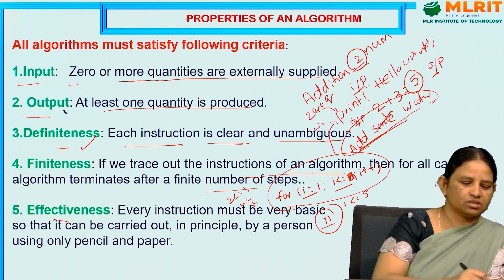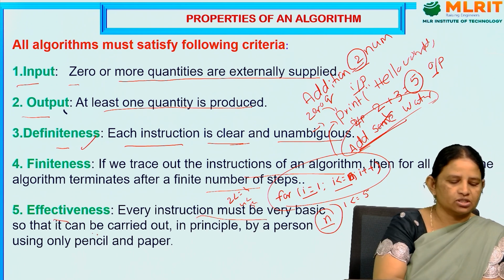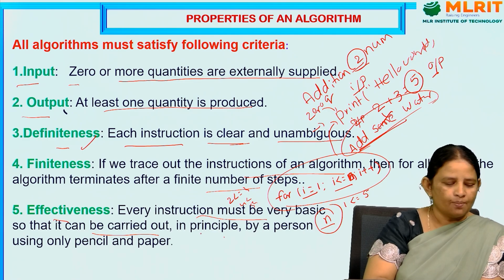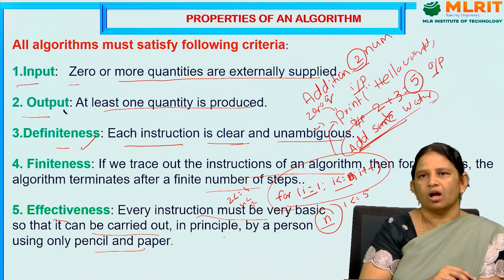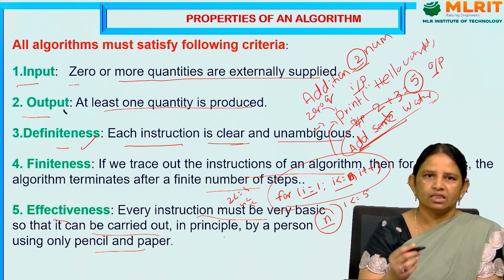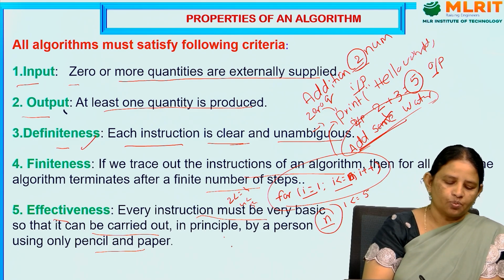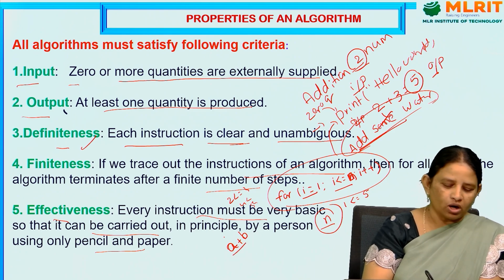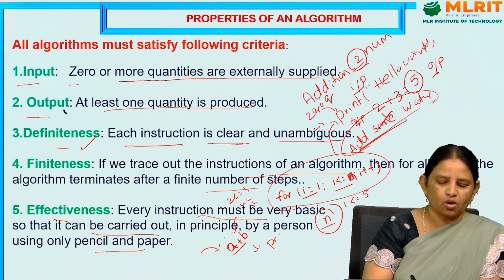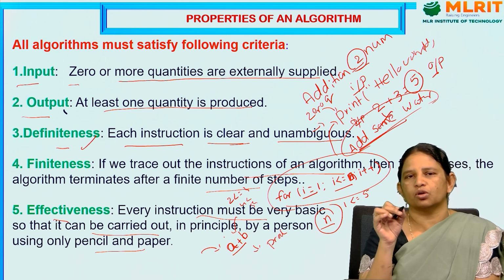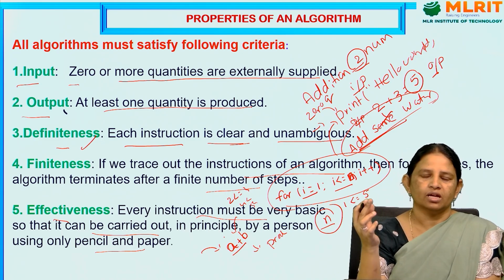Next, effectiveness. Every instruction must be very basic so that it can be carried out in principle by a person using pencil and paper. Whatever instructions we give should be writable with pencil and paper. For example, suppose you are going to perform the addition of two numbers, 2 plus 3. Generally, you write the instruction A plus B. But whatever input you give, it should produce the corresponding output, for any type of input. Like that, you are going to design an algorithm. That means it should be effective.